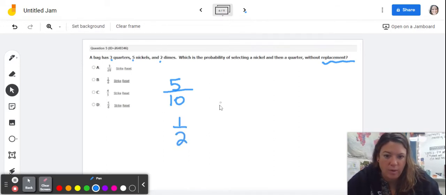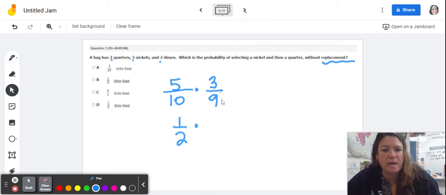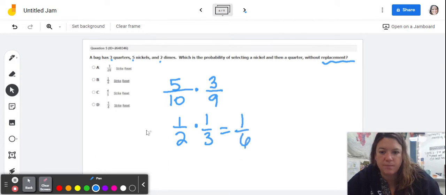And then a quarter without putting the first one back. So I have to pretend like I got a nickel. Now there's only 9. And how many quarters are there? 3. So 3/9 would be my second fraction because there was 1 less coin because I kept 1. And there's 3 quarters out of those that are left. So I'm going to simplify this 3/9 to 1/3. And then I'm going to multiply straight across. 1 times 1 and 2 times 3.